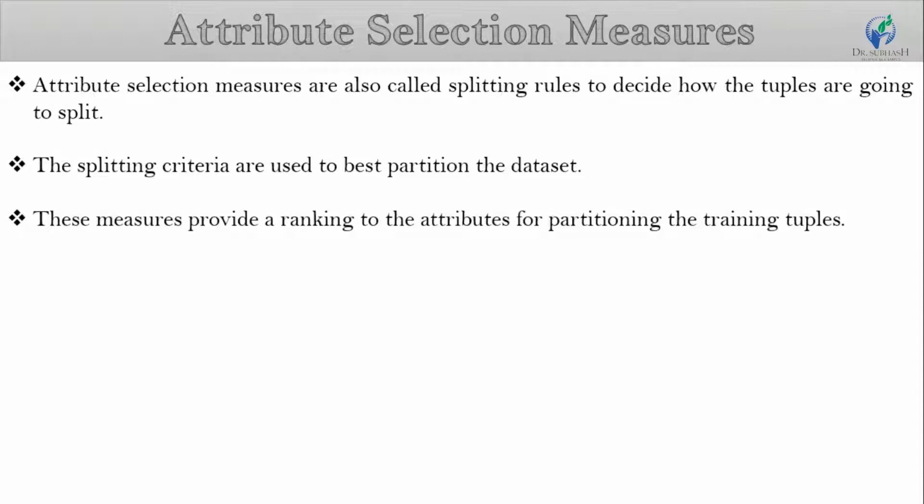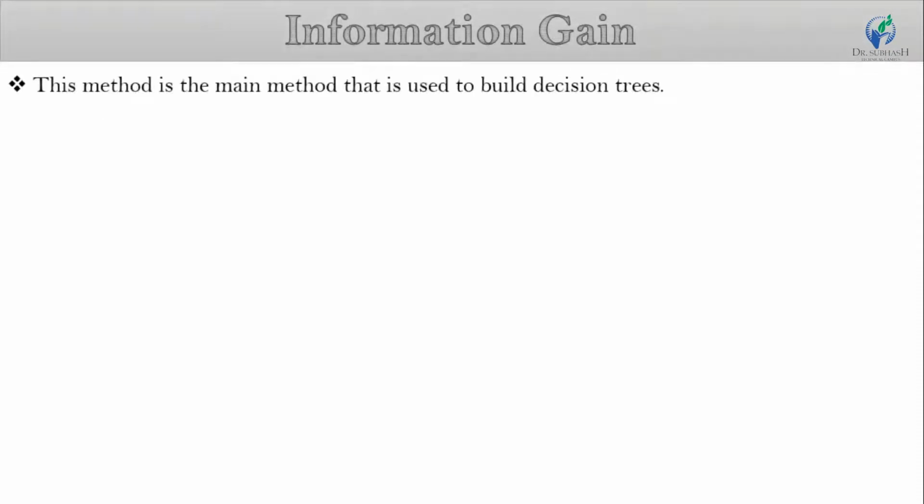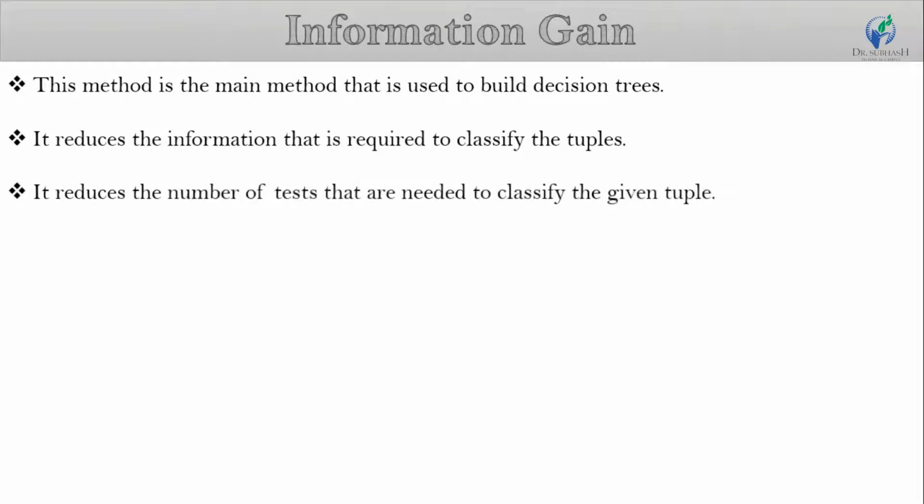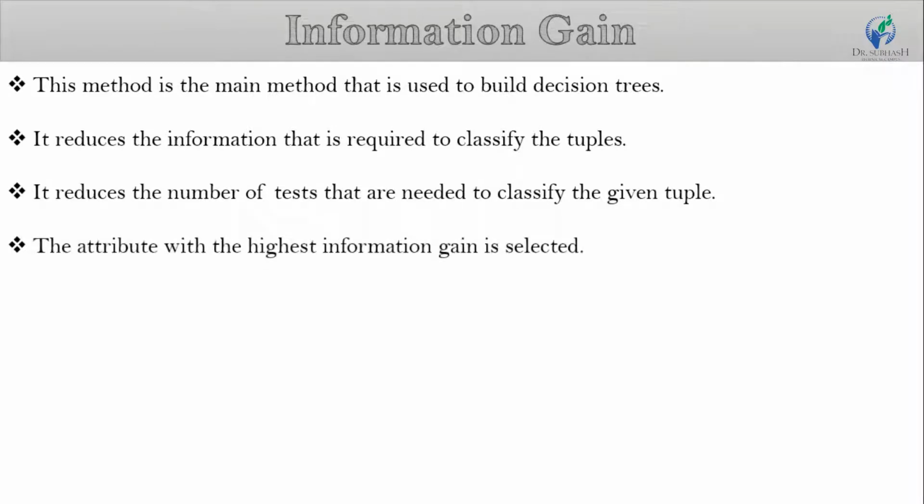For that, first I explain information gain. This method is the main method that is used to build a decision tree. It reduces the information that is required to classify the tuples. It reduces the number of tests that are needed to classify the given tuple. The attribute with the highest information gain is selected.